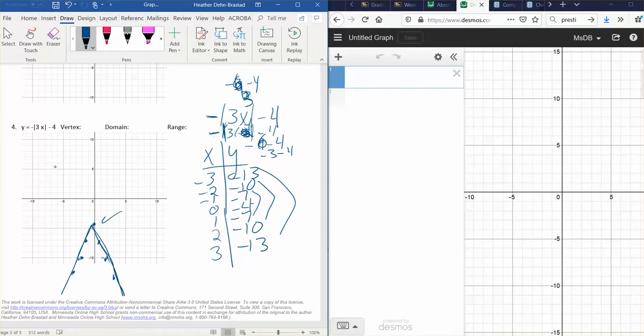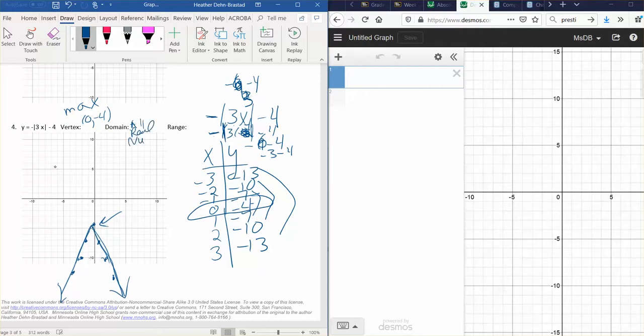So my vertex is right here. There's my vertex. So my vertex is at 0, -4. It's not always at 0, but in this case it is. That would be a maximum point if you were asked to find that. The domain, again, I can use any values for this, so it's all real numbers.